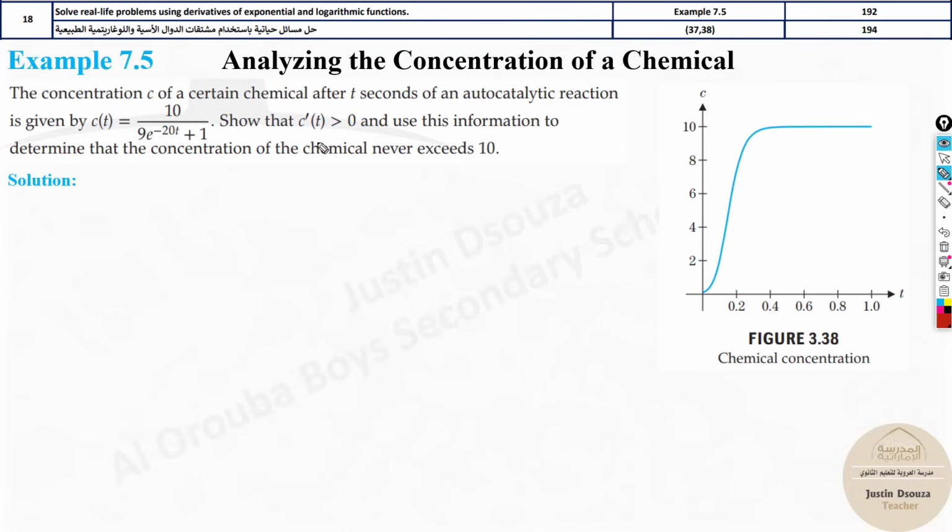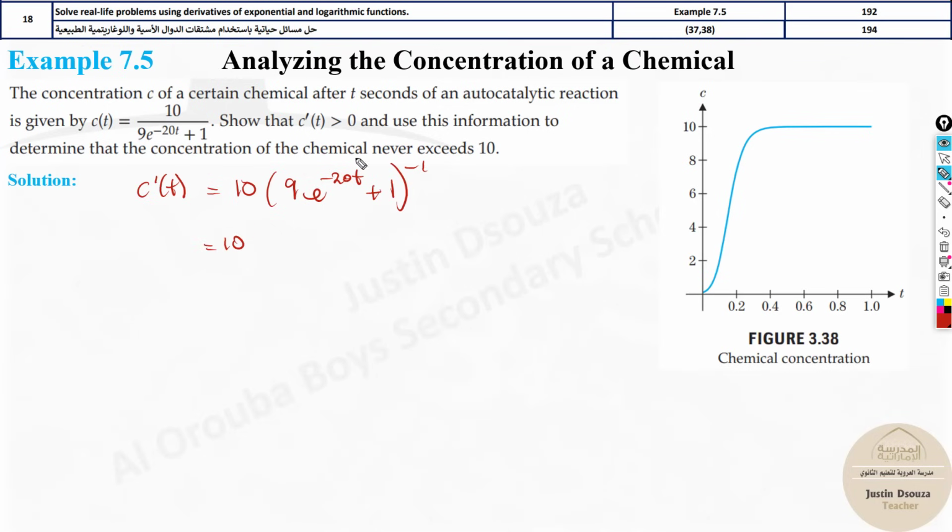Now for the second part, the derivative. What do you do here? Just differentiate this given function. It will be c dash of t equals, now don't go to the quotient rule, just bring this power up, it will be a negative power. It will be 10 times 9 e to the power minus 20t plus 1, the whole power minus 1. That's it.